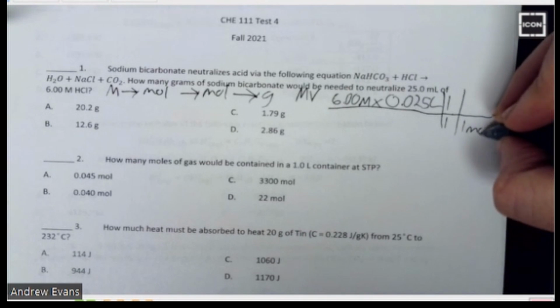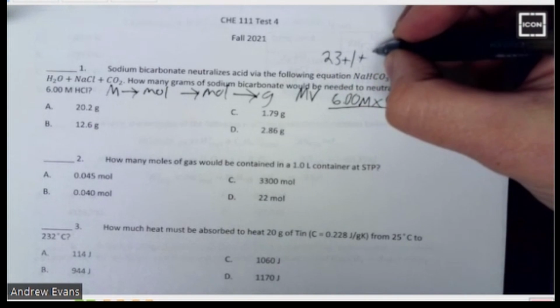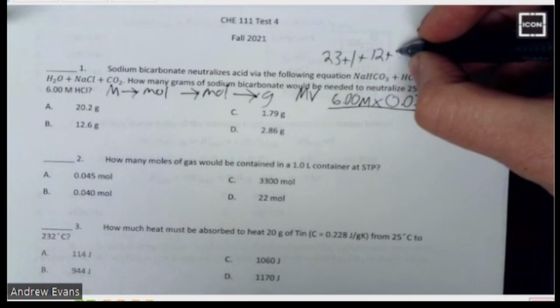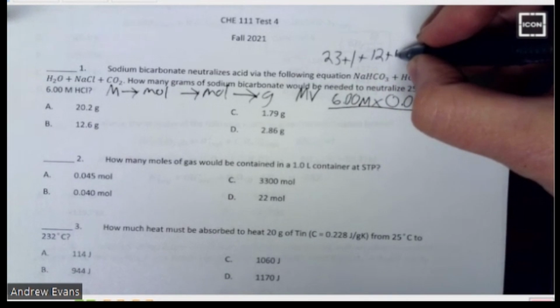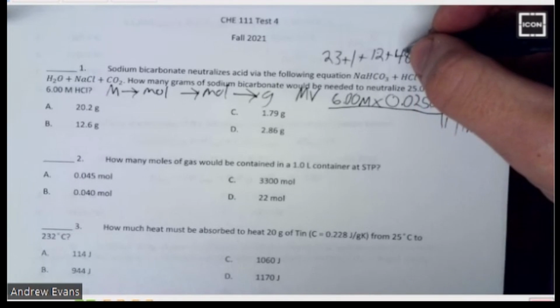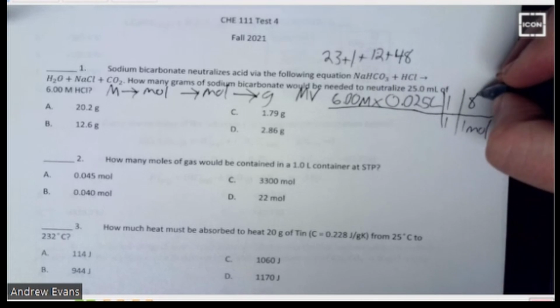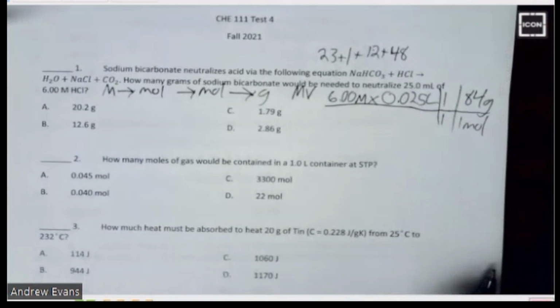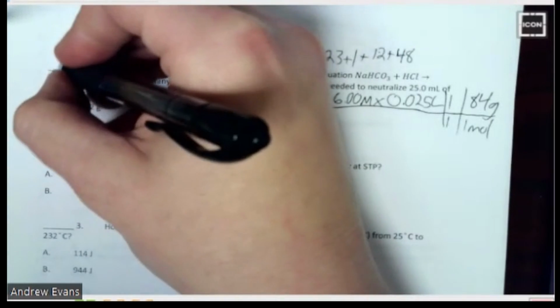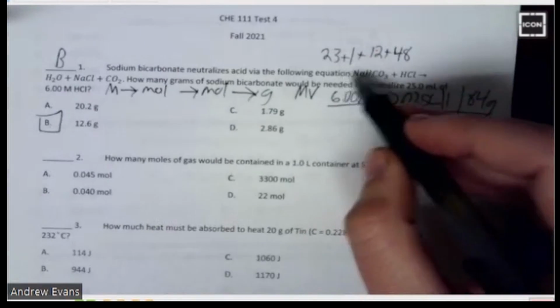And the molar mass of sodium bicarbonate, 23 plus 1 plus 12 plus 16 times 3 is 48. 48 plus, that's 60 plus 24, so I do believe 84 grams. So we're doing this. Should be 12.6 grams. Pulled all those numbers from the periodic table.